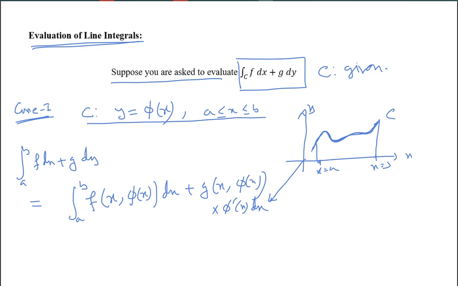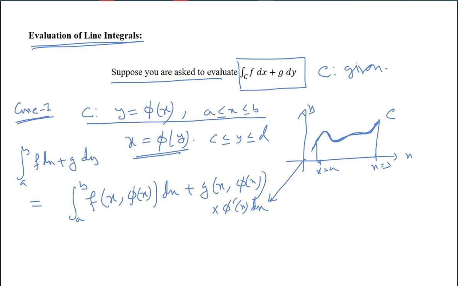This is the first case. Similarly, suppose x is equal to some phi of y is given, and y is from c less than y less than or equal to d. In that case, what you need to do? You put x is equal to phi of y, so it will be the integral from c to d of f of phi y, y dy.